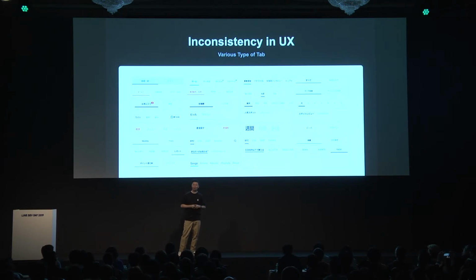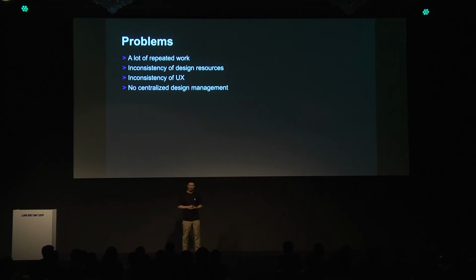We also found many UX patterns. For example, tabs can be so various like this. So we don't think that we need to design every component again and again for every product. This is really the situation in Line. So let me rephrase. Our problems are a lot of repeated work, inconsistency of resources, inconsistency of UX, and no centralized design management for resources.